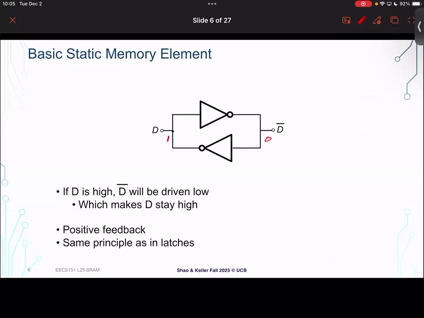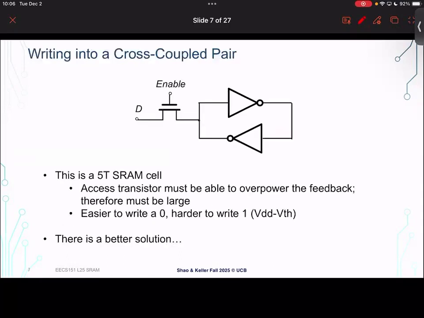Now, the trick is, how do we actually make use of this thing, right? Because we need to do 2 things. We need to read the value from it, and we need to write to it. And we can't do either of those things right now. So let's modify this. In particular, let's add an NMOS enable transistor on the left-hand side here.